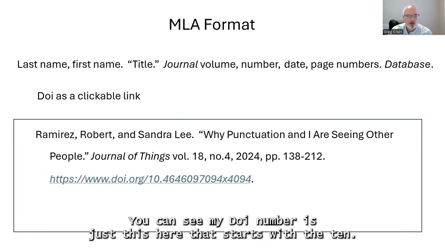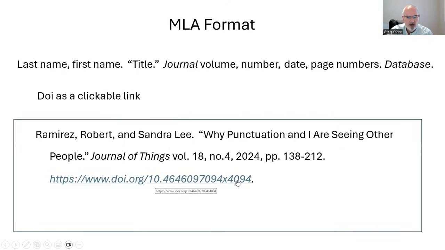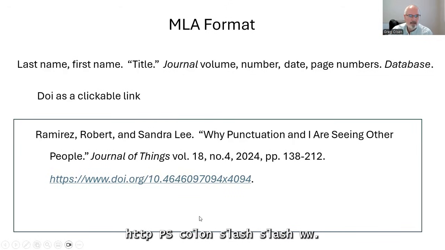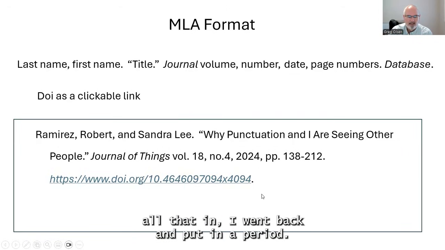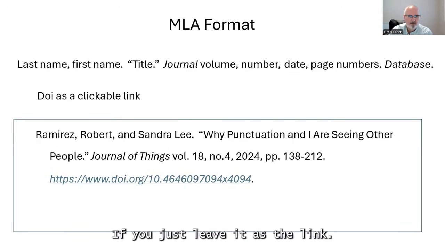You can see my DOI number is just this here that starts with the 10. All of this is a DOI. So in front of that, I typed in https://www.doi.org/. That makes it a link once you hit space after typing all that in. I went back and put in a period. If you just leave it as the link, that's fine as well.